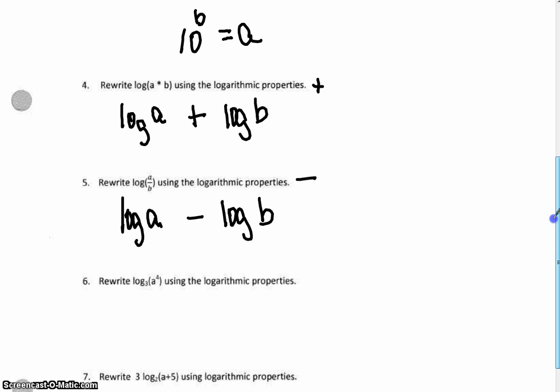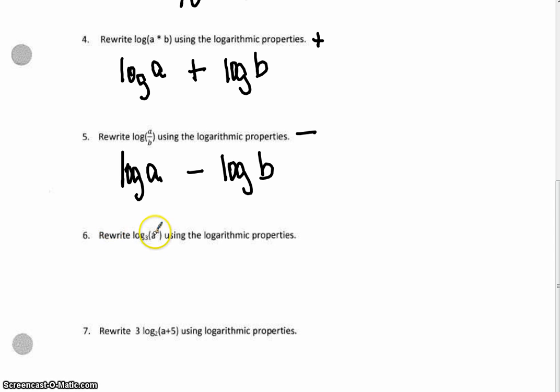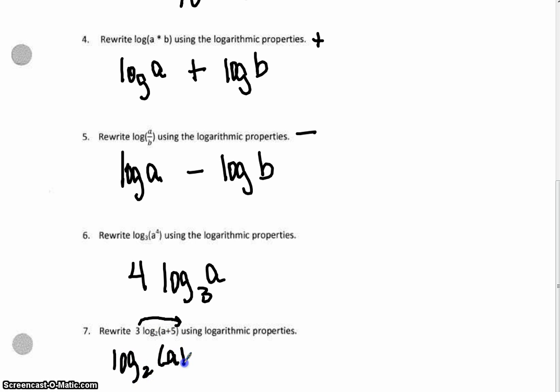Number 6, rewrite using properties. Remember that when you have a power, it has to go to the front. This becomes 4 times log base 3 of a. And then number 7, rewrite using properties. The 3 at the front has to go over there and become an exponent. So this is log base 2 of a plus 5 to the third.